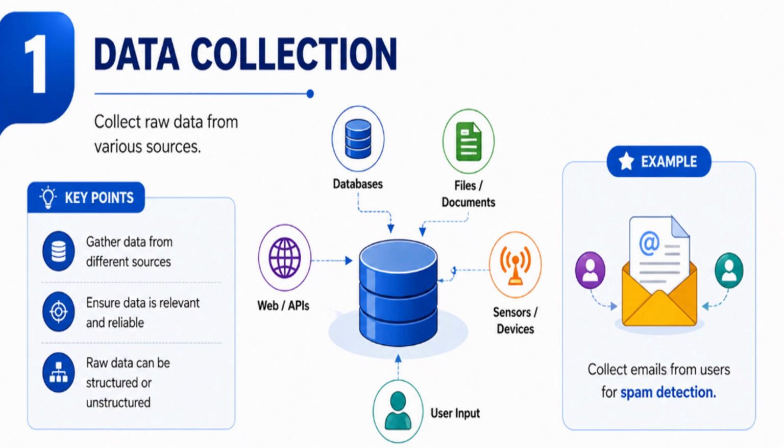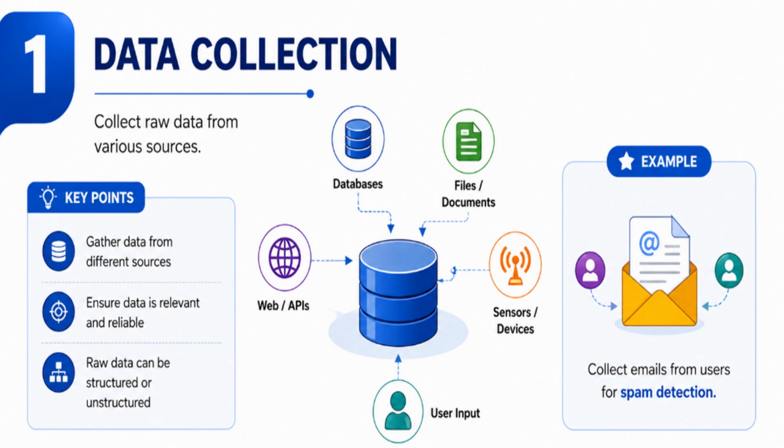The first step in machine learning is data collection. Before a machine can learn anything, it first needs data. Just like students learn from books and experience, machines learn from data. Data can come from many different sources. It may be stored in databases, collected from files and documents, retrieved through websites, generated by sensors, or entered directly by users. The most important thing is that the data should be relevant, reliable, and representative of the problem we want to solve.